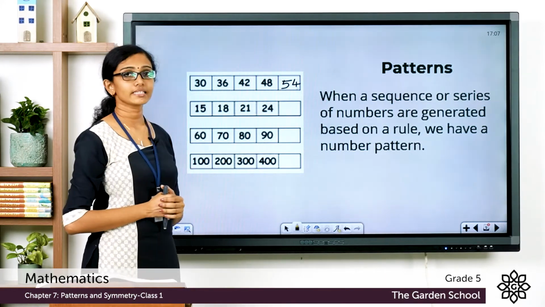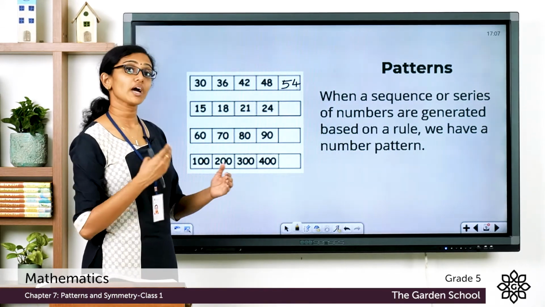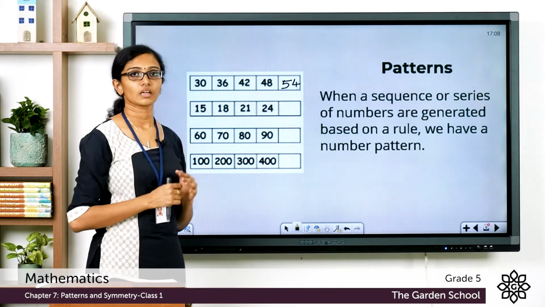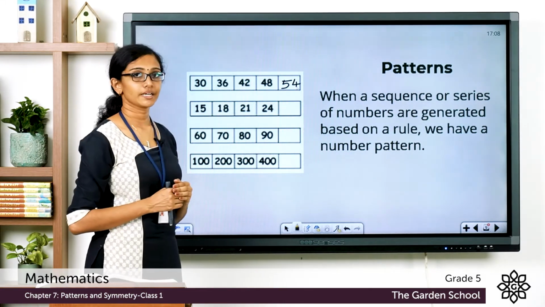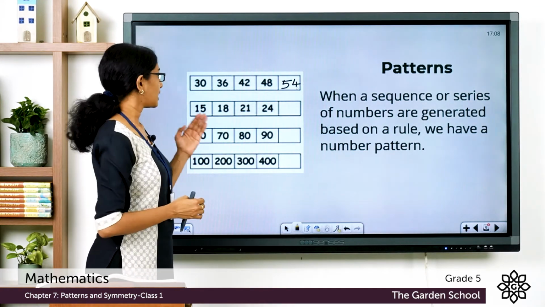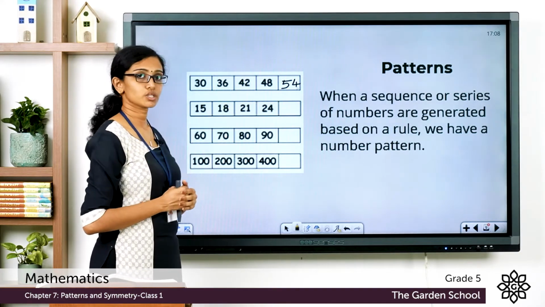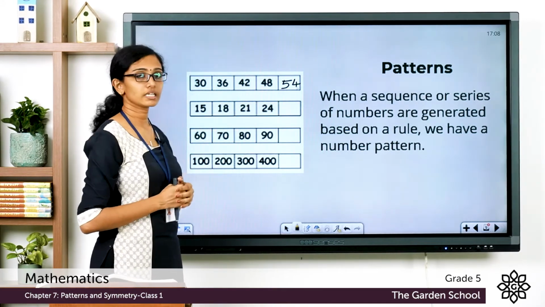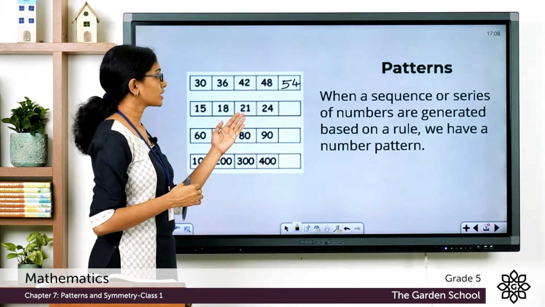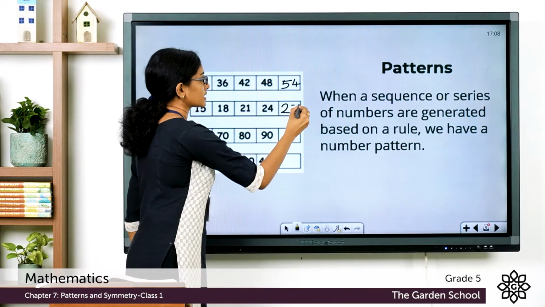And what about the next example? 15, 18, 21, 24. Can you identify what is the logic of this number pattern? See, in this number pattern, 3 is added to each number to get the next number. Like 15 plus 3 is 18, 18 plus 3 is 21, 21 plus 3 is 24. Then what should be the next number? It should be 24 plus 3, which is equal to 27.